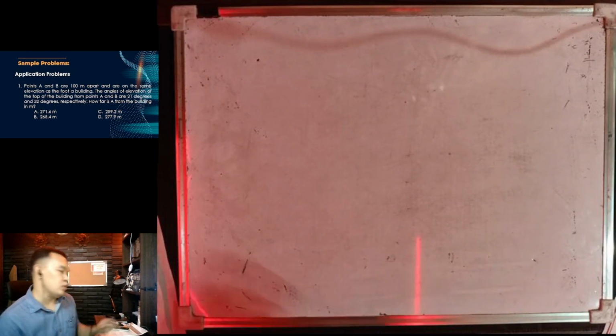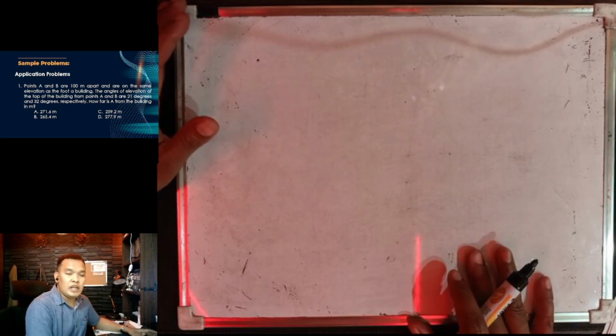So, we have here, application problem na siya. Ngayon, kailangan marunong tayo mag-intindi ng problem. Points A and B are 100 meters apart and are on the same elevation as the foot of the building. The angle of elevation of the top of the building from point A and point B are 21 degrees and 32 degrees respectively. How far is A from building in meters? Okay, kailangan naintindihan natin yung problem.